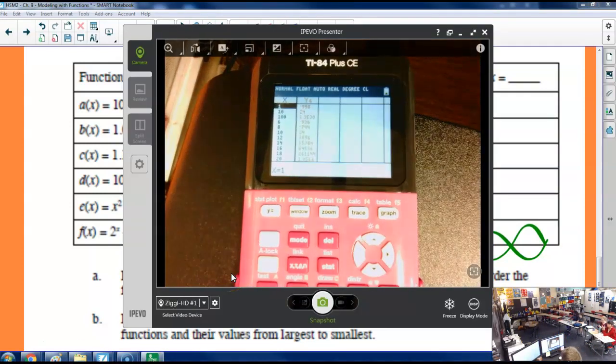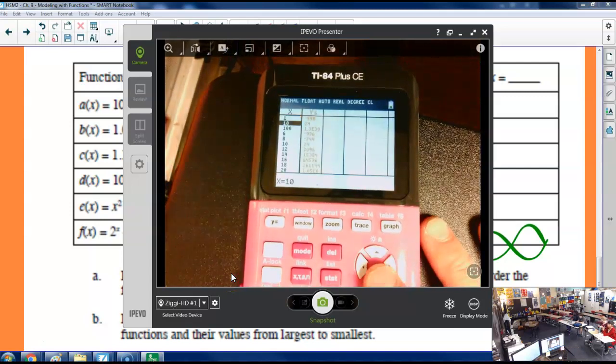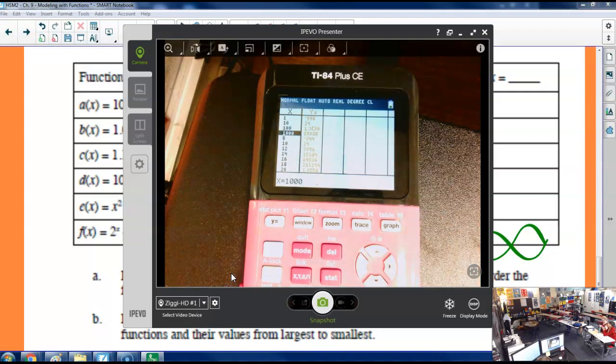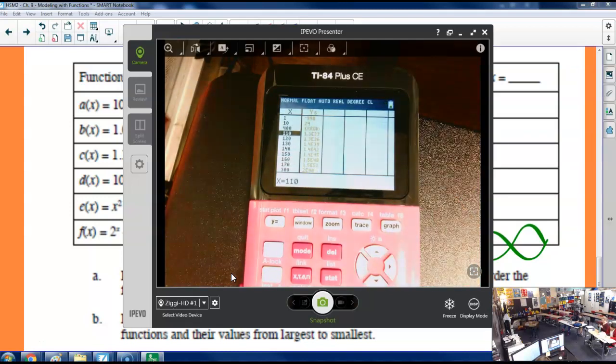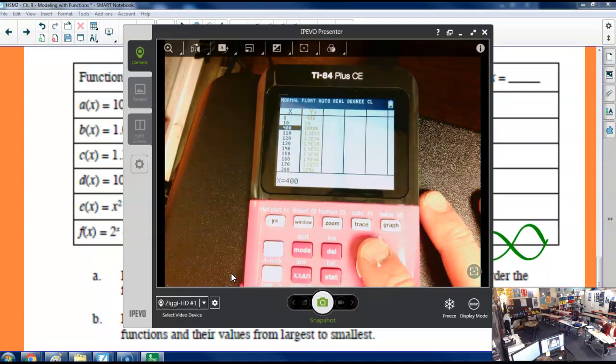Oh no, I got an error. On what? What'd you do? 1,000? Error overflow. Yeah, 1,000 was. So wait, can we do 110? We can do 120, 130, 140, 150, 160. I got 400. About 250. 300. Oh, 400's too many.